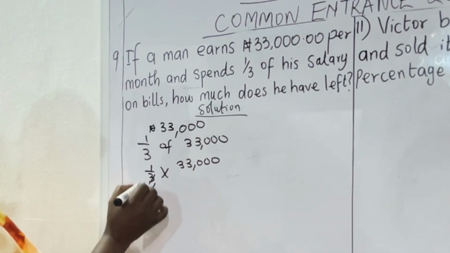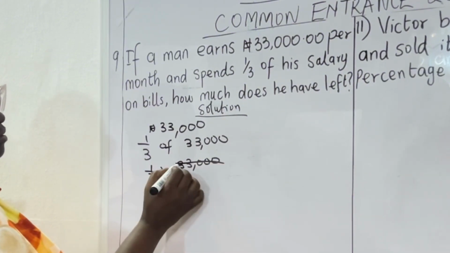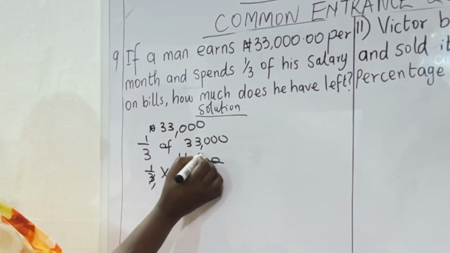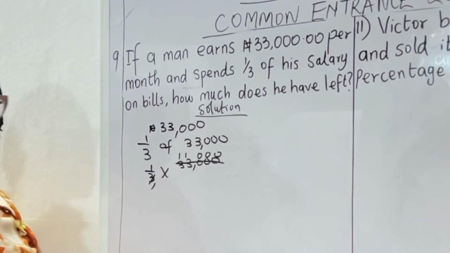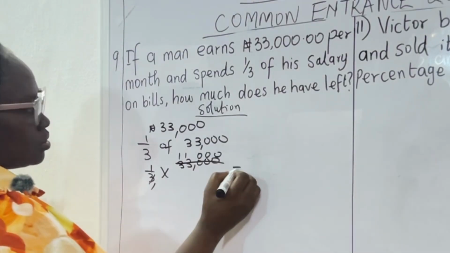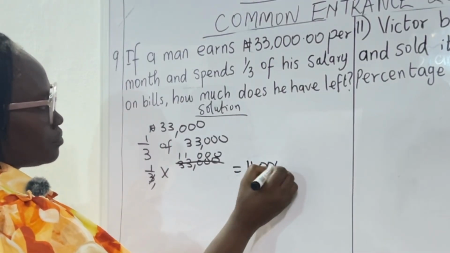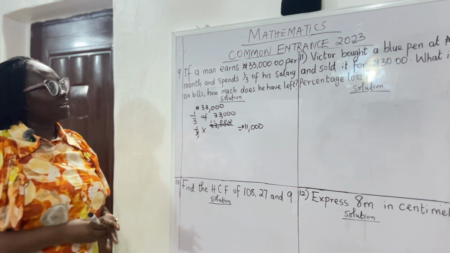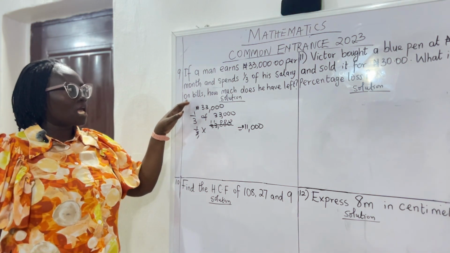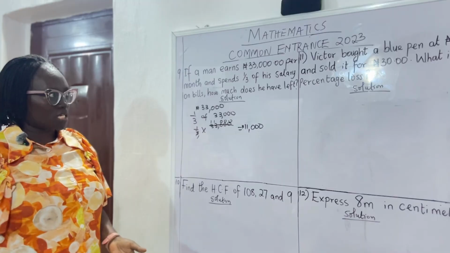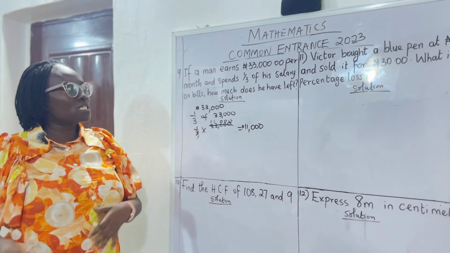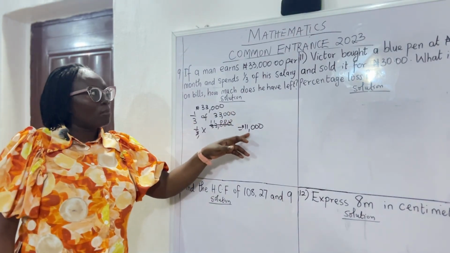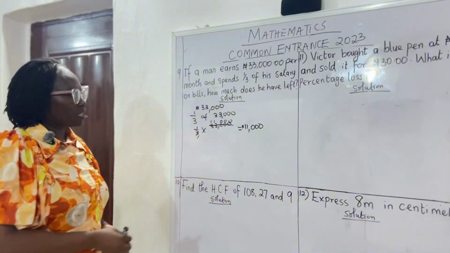3 in 3 is 1. 3 in 33 is 11. So you have your 3 zeros. Is that okay? So that gives us 11,000 naira. So he spends 11,000 naira on bills. How much does he have left? That means you should take away this amount from 33,000.